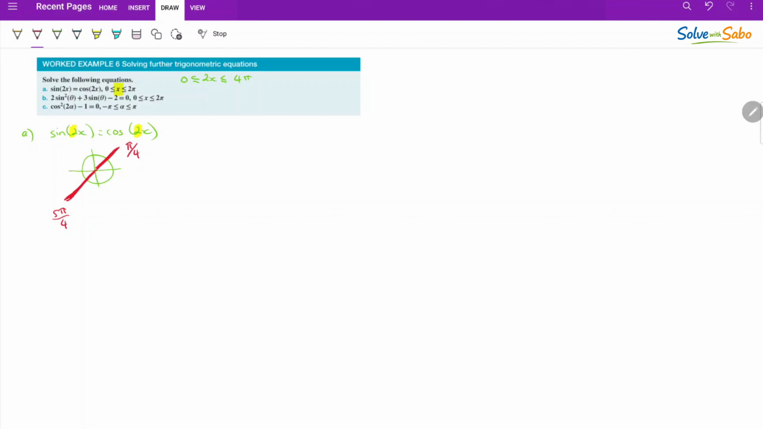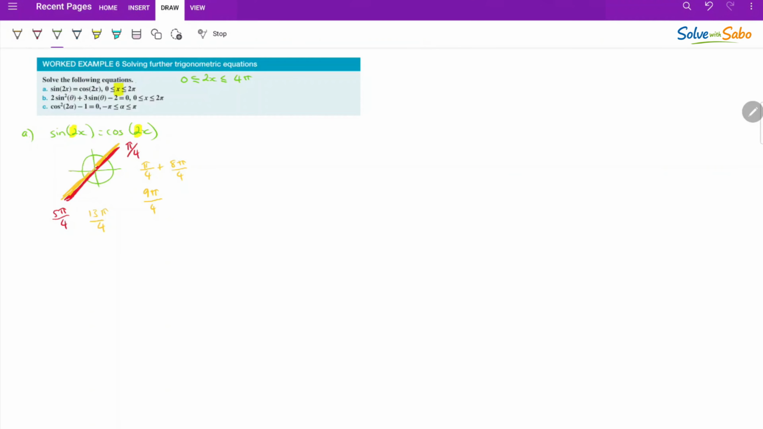Now that's if we are doing one revolution. We also have a second revolution, where it would be all the way up here and all the way down here. So all we have to do is just add a full revolution to that. So if I took pi on 4 and I added 8 pi on 4 to it, we would get 9 pi on 4. Same down here, I take 5 pi on 4 and I add 8 pi on 4, we're going to be at 13 pi on 4.